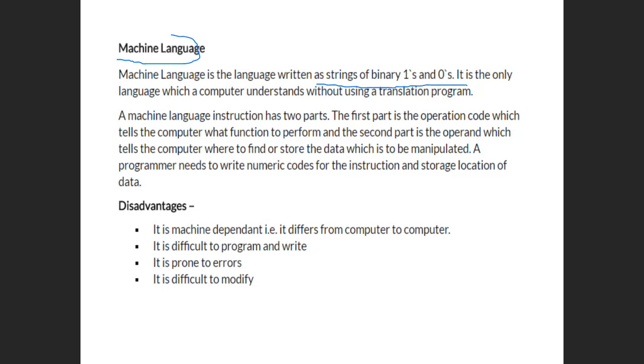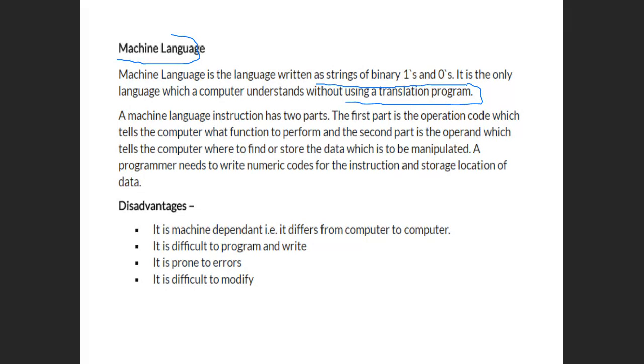So this is the only language which the computer understands without using a translator program. So if we write our code in machine language, that means it doesn't need any translator program, because it's already written in binary format. So basically, machine language is a language written in a combination of 1 and 0.